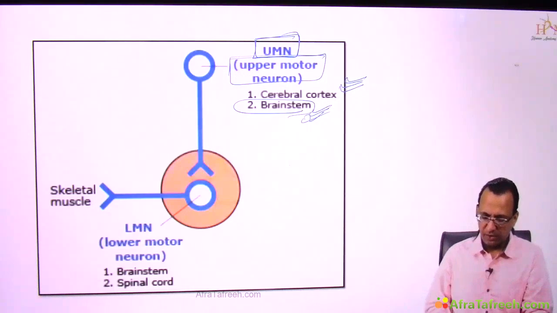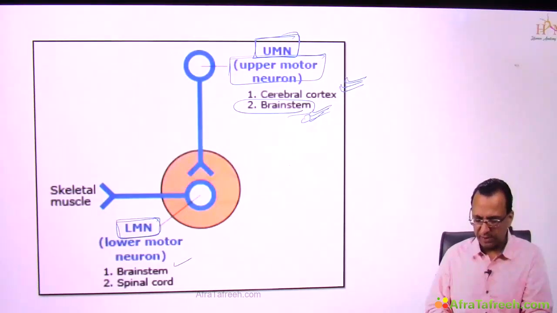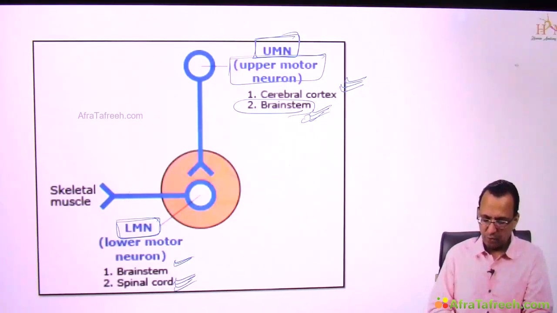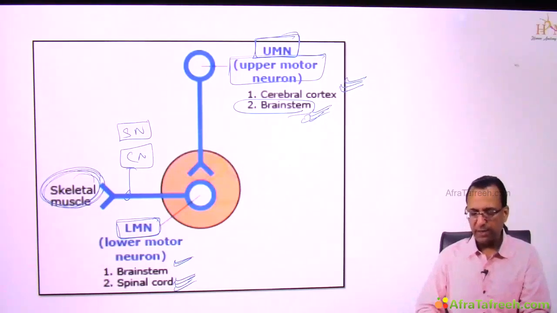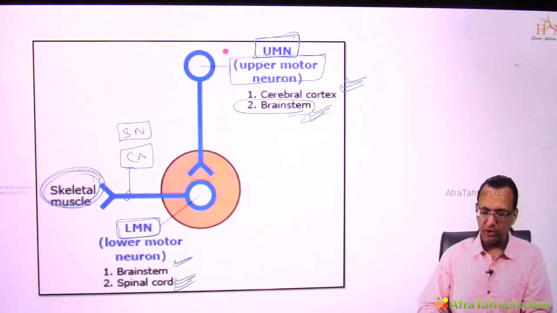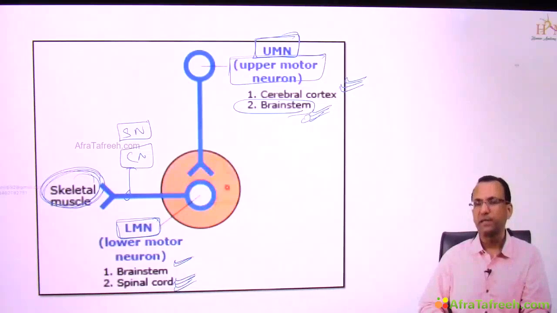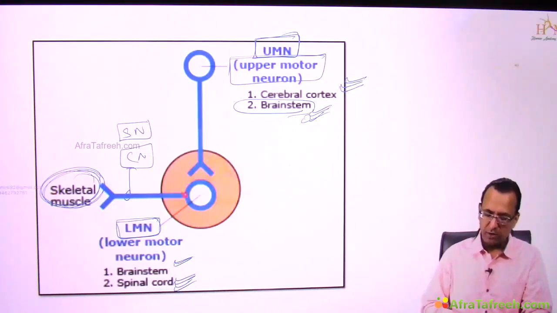So where is lower motor neuron? Lower motor neurons are in the brainstem and the spinal cord. Brainstem will give you cranial nerves and control skeletal muscles. Spinal cord will give you spinal nerve and control the skeletal muscles. So you are telling that there is some upper motor neuron in the cerebrum which is controlling the lower motor neuron in the spinal cord and brainstem. Yes. And which themselves are controlling skeletal muscles, maybe the cranial nerve or spinal nerve.